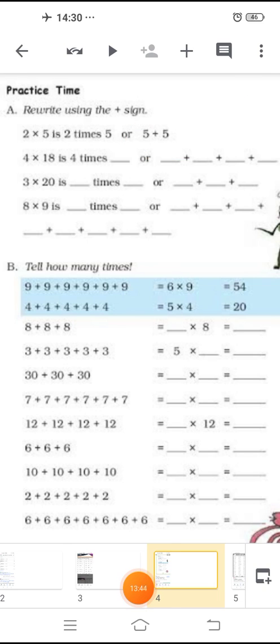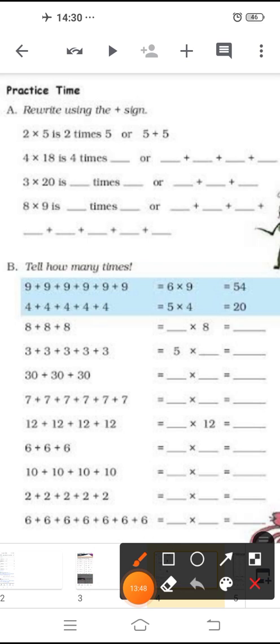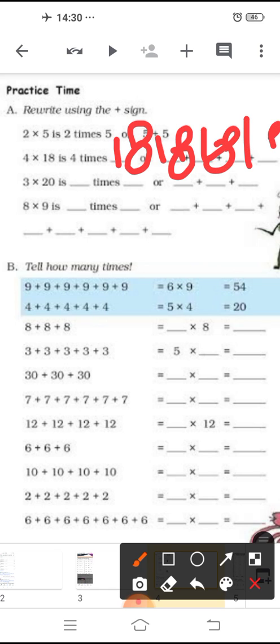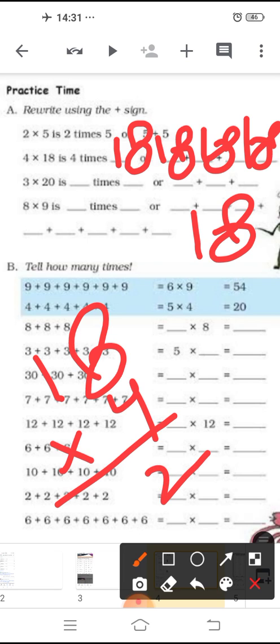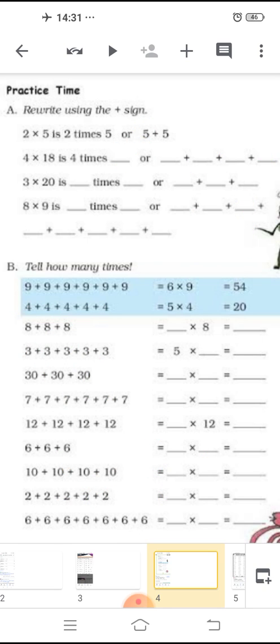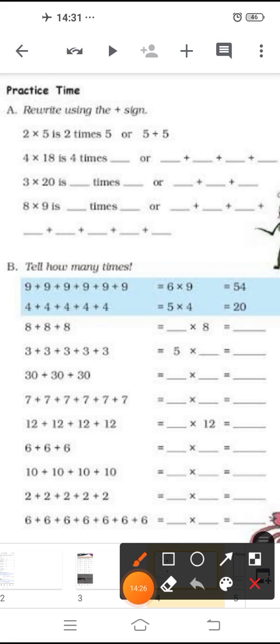Now come to next example. 4 into 18 means 4 times 18. If we write it as 18 plus 18 plus 18 plus 18, that will give you the same. Or 4 times 18 means if we multiply 4 by 18, that will give you the same. Okay, 72. And if we add 18 4 times, that will also give you the same.